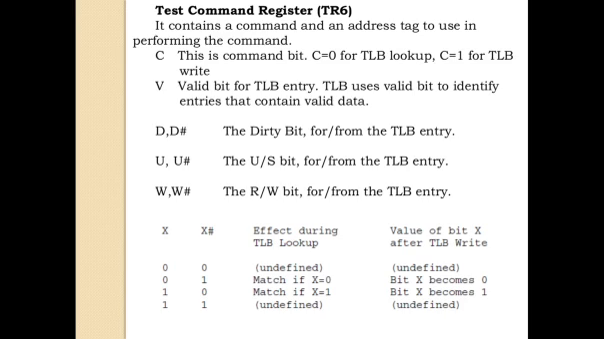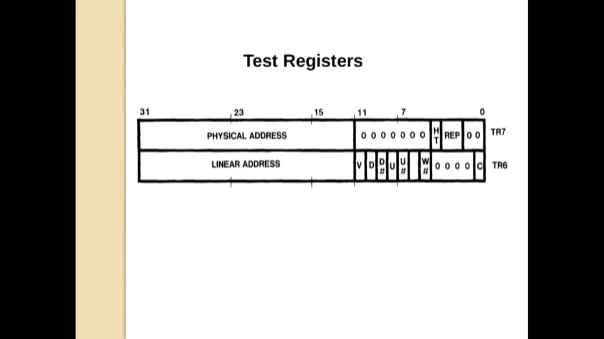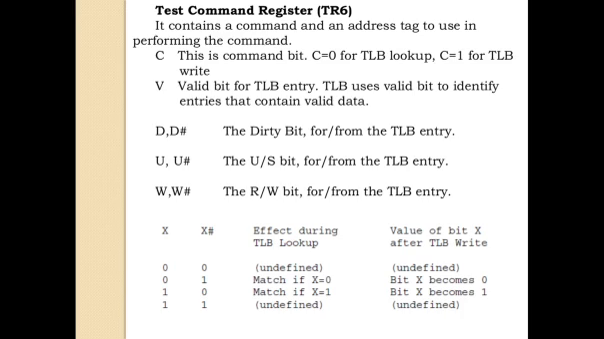Second bit is the valid bit. It defines whether the TLB entry is valid or not. So based on the value of V, the TLB uses the valid bit to identify entries that contain valid data. If it is 0, data is not valid. If it is 1, data is valid. So it is the bit V. V bit is the 11th bit in the TR6. Next, D or D dash, the dirty bit, it is defined for or from the TLB entry.